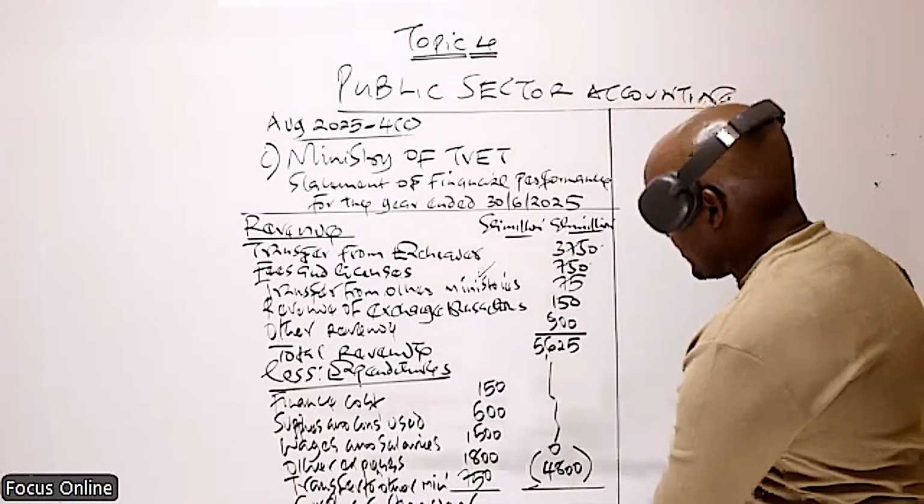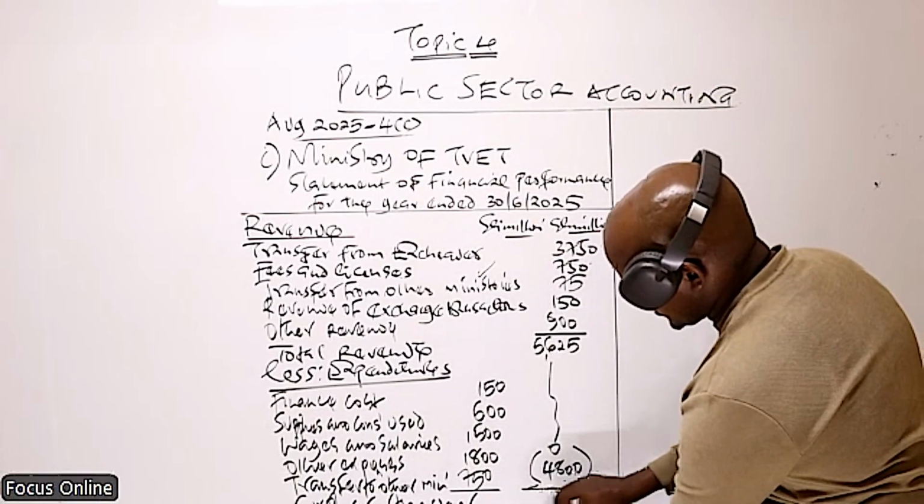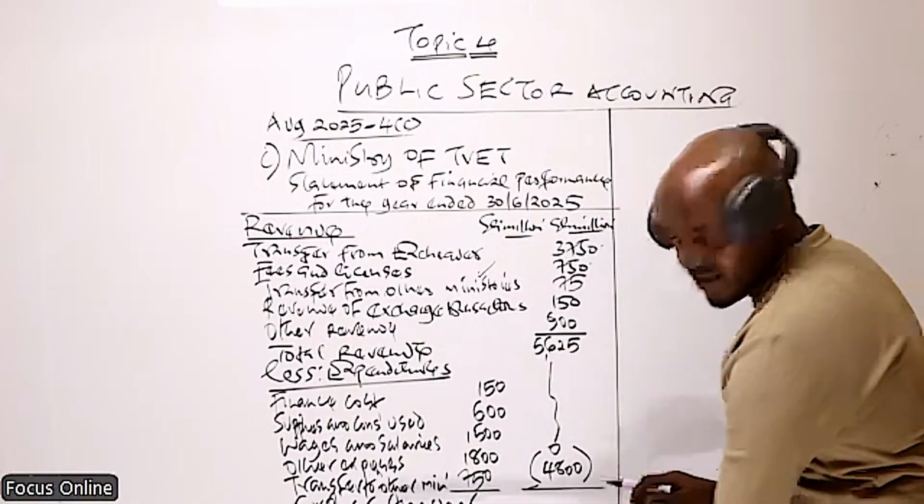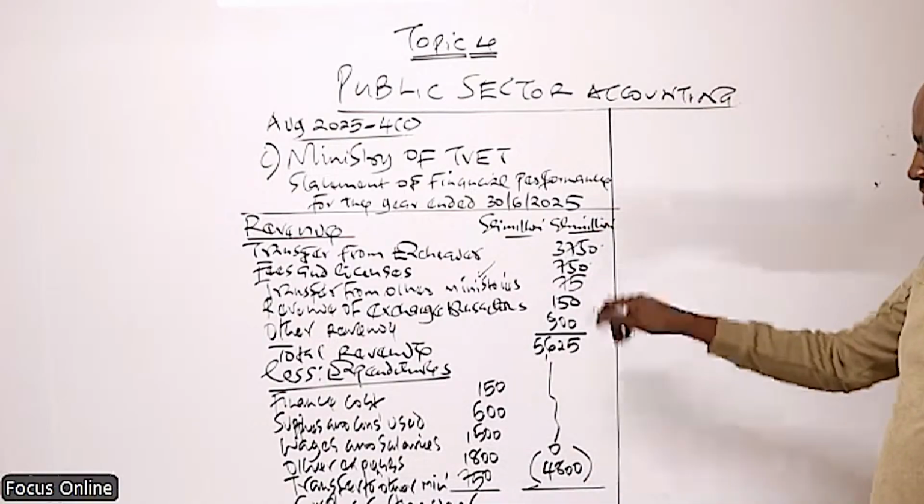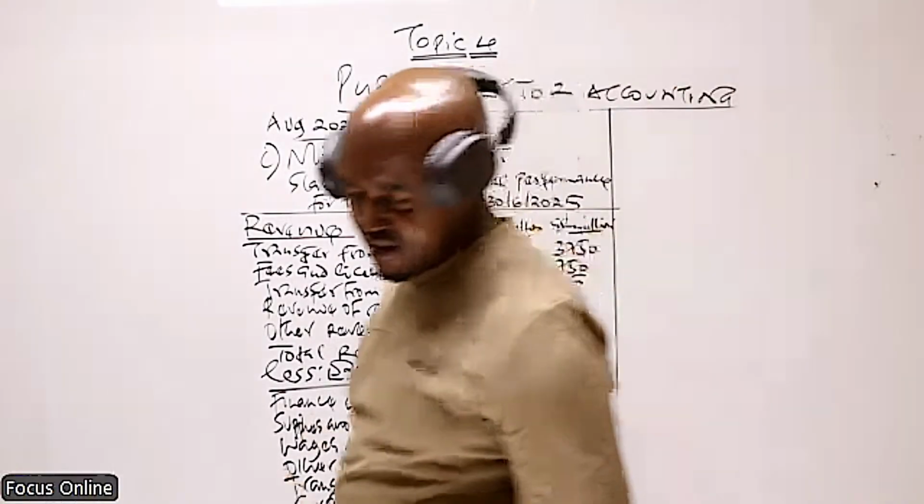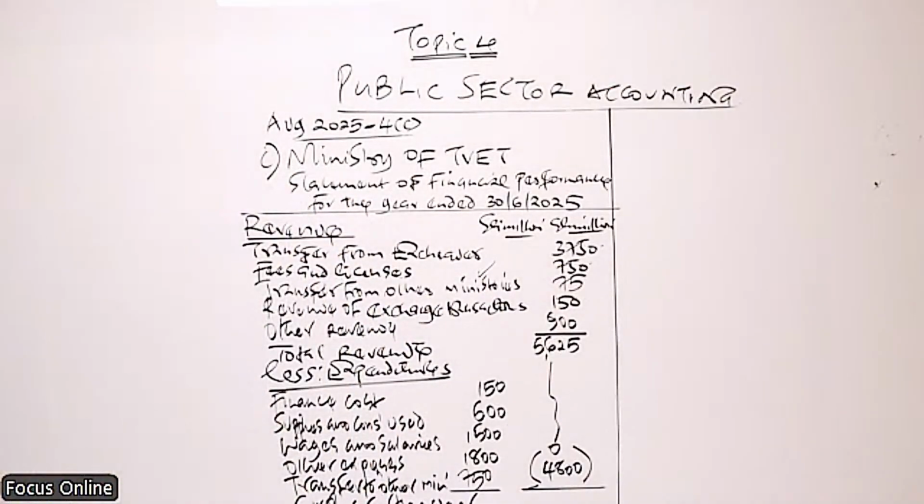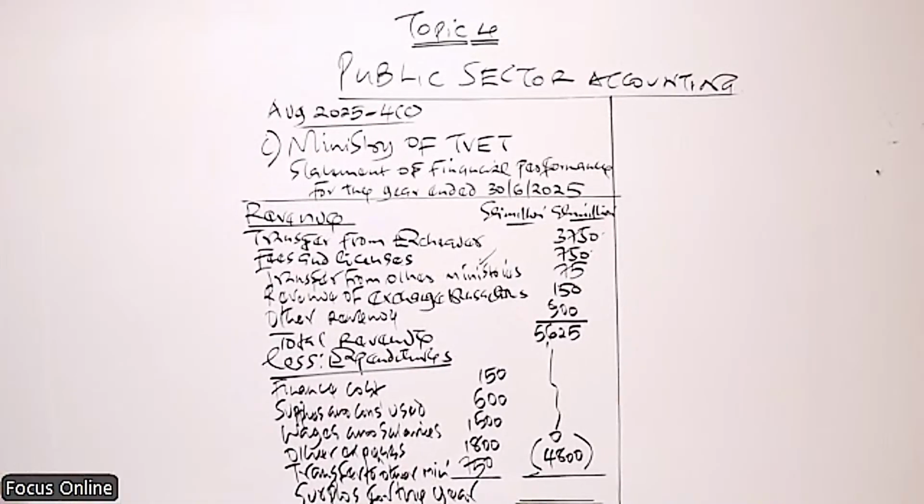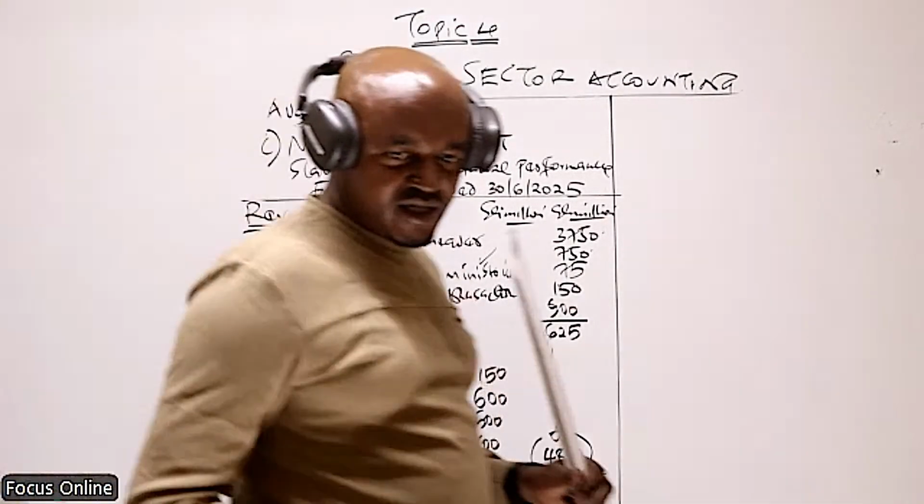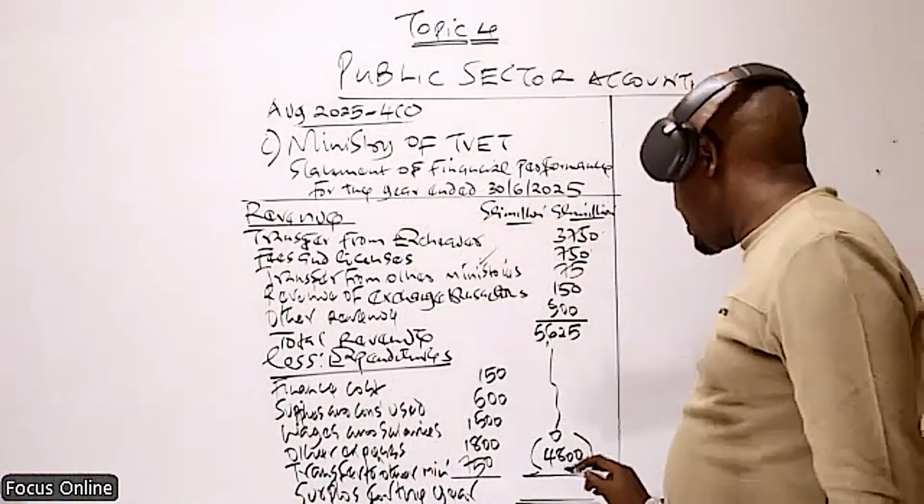A surplus for the year. So the surplus for the year will be how much? The difference between those two values there. The surplus for the year, I'm told here by Jeffa, is an amount of 825.